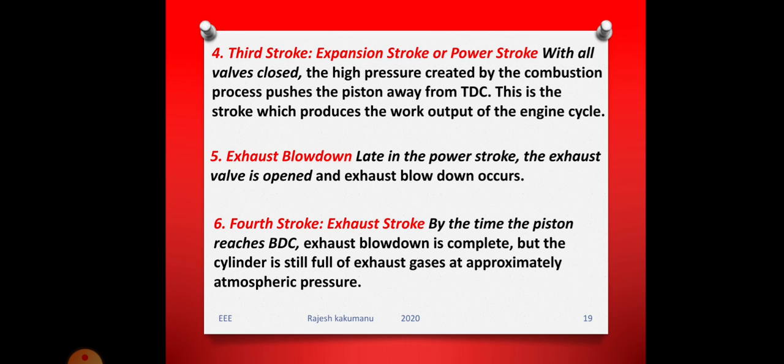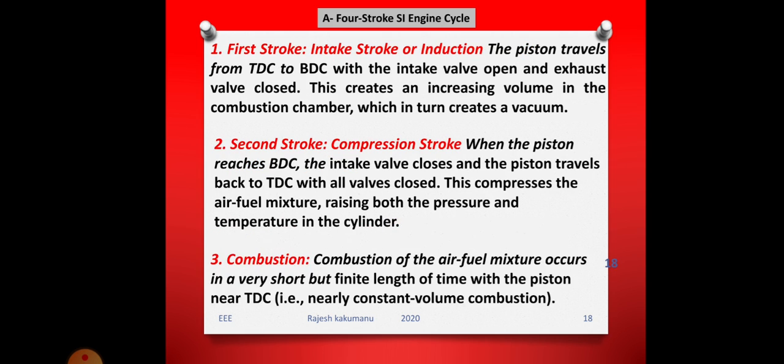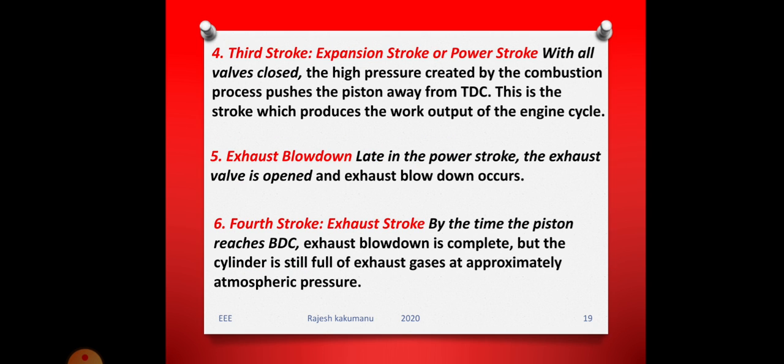occurs. Now finally fourth stroke వచ్చేసరికి ఏం జరిగింది? By the time the piston reaches the BDC, exhaust blow down is complete, but the cylinder is still full of exhaust gases at approximately atmospheric pressure. So whenever the blow down is completed, but the cylinder is still having the exhaust gas which is to be exhausted outside, which is equal to the atmospheric pressure. That happens in the 4-stroke SI engine.